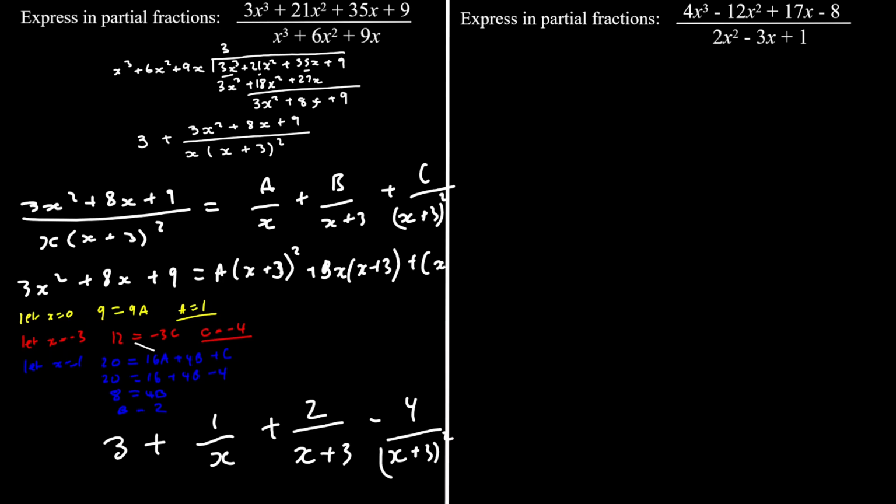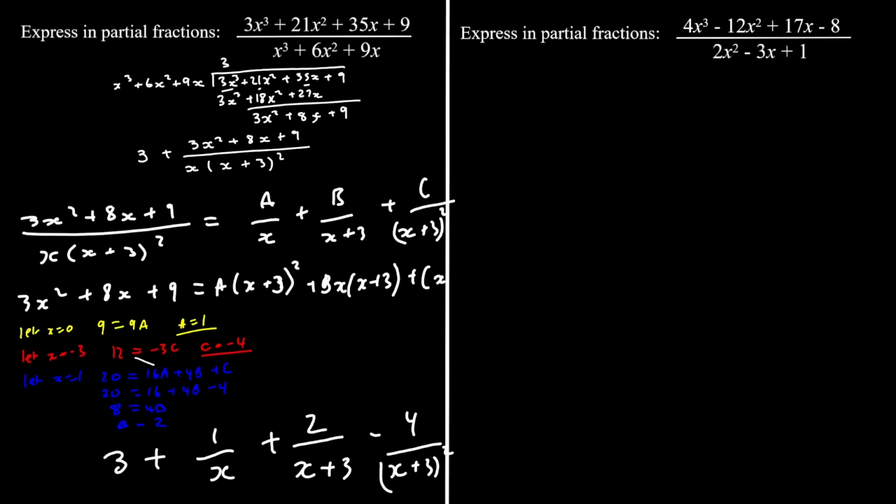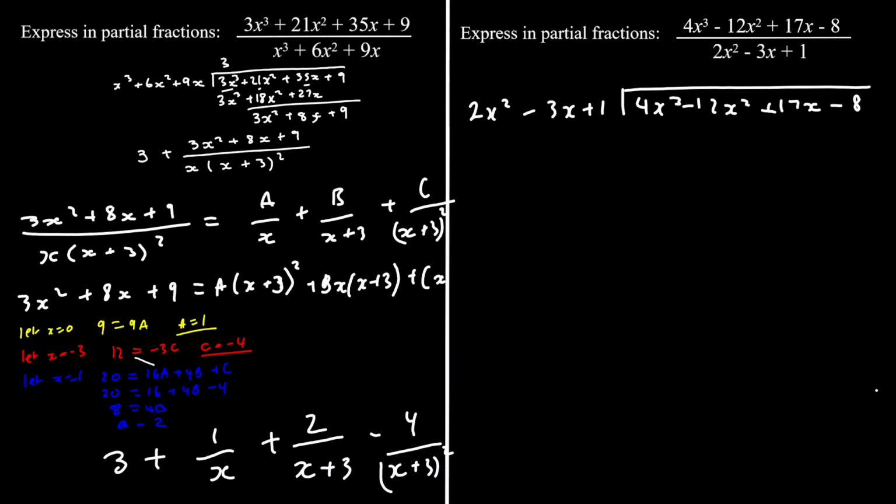And one for you to try. Pause the video and give it a go. So we can do the division. Let's do the division. So we've got 2x squared minus 3x plus 1 into 4x cubed minus 12x squared plus 17x minus 8. 4x cubed over 2x squared is 2x.